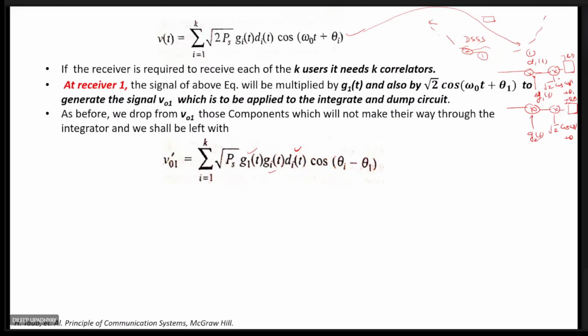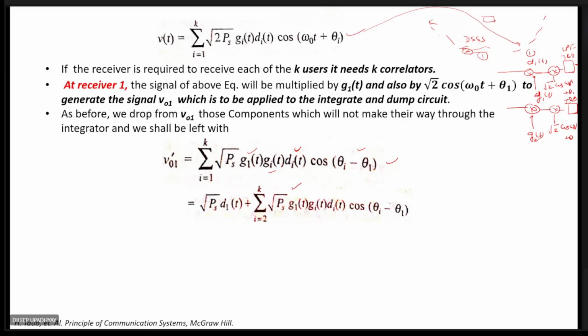If you multiply it with root 2 cos(omega naught t plus theta 1), the root 2 times root 2 will be 2, and we have cos(omega naught t plus theta i) times cos(omega naught t plus theta 1). The difference term will be nothing but theta i minus theta 1, and the sum term will be suppressed by the integrate and dump circuit, which is simply acting as a low pass filter. So at the output of this low pass filter, we will be getting this signal only, and we can represent this signal by an expression.